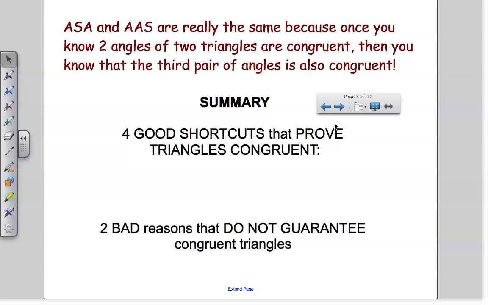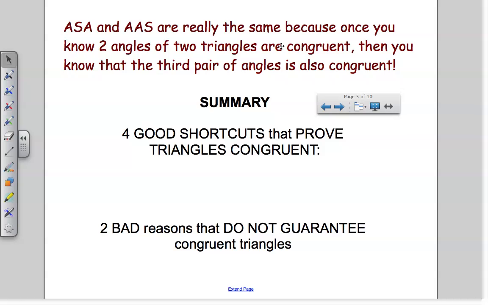Little summary here, and a little explanation. We just saw that angle, side, angle, and angle, angle, side are valid shortcuts. Well, actually, they're really the same if you think about it, because once you know that two angles are congruent in two different triangles, you automatically know that third pair of angles is congruent. Remember, that's the third angles theorem. You only need two angles congruent in two triangles because that third one has to be a certain angle measure. Now all the angles are congruent.